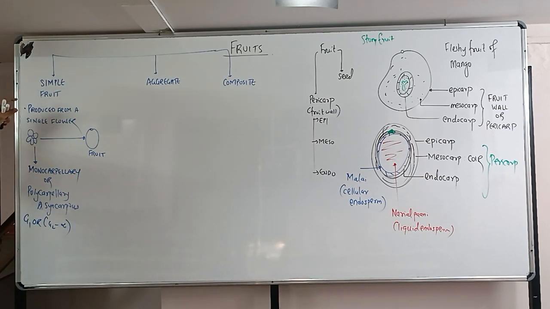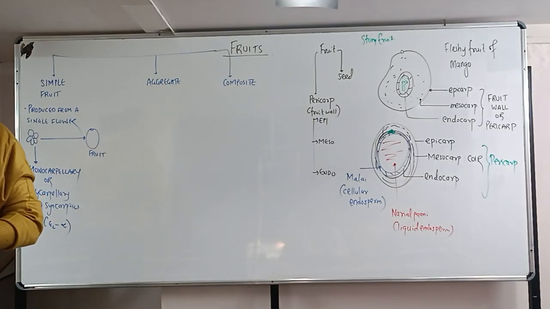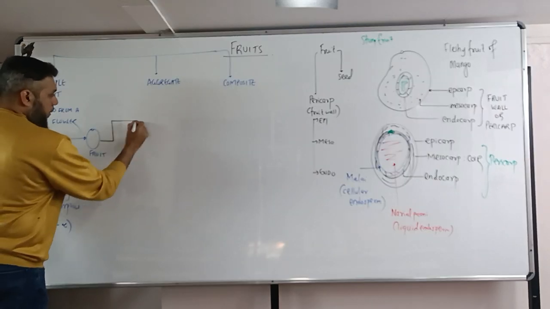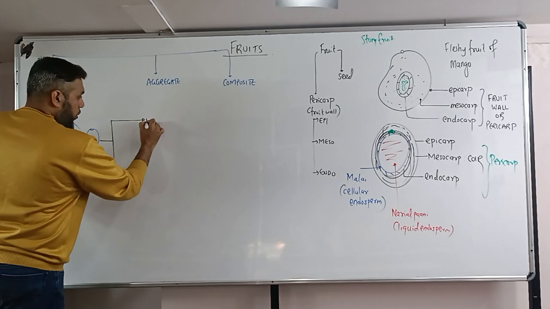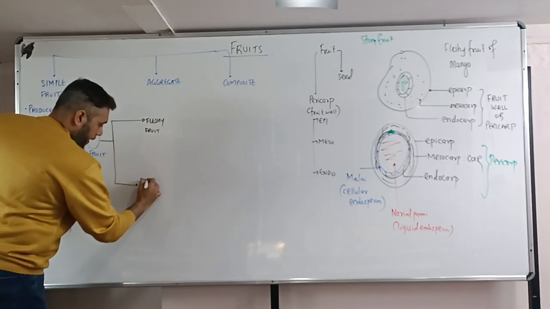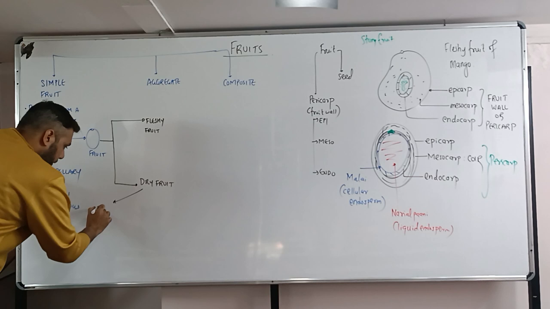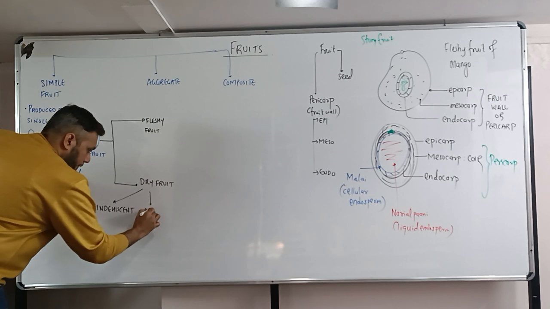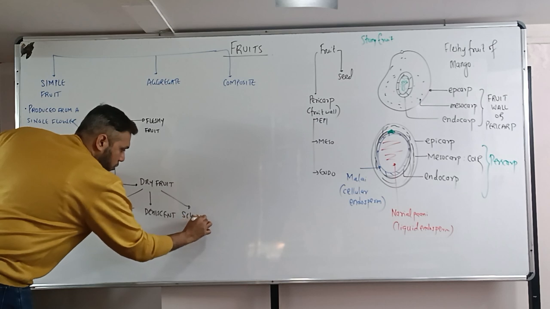Now a simple fruit was further classified as what? A fleshy fruit and a dry fruit. So now I am classifying the simple fruit further into two types: a fleshy simple fruit and a dry fruit. And the dry fruit will be further classified as indehiscent. Then we have a category called dehiscent. And the third category is schizocarpic.